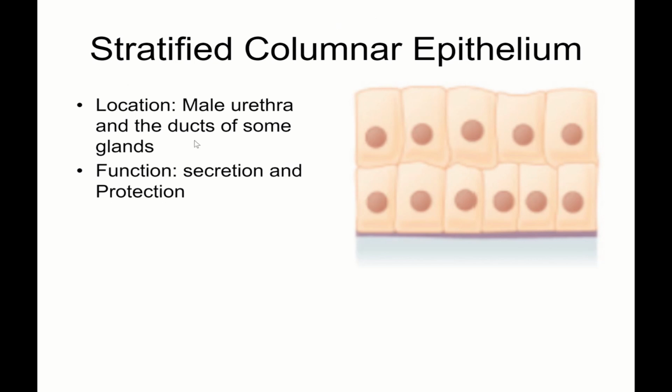Now we have stratified columnar. You can see we're going to have that deep cell volume there, but we're also going to have it in multiple layers. This is really found along the male urethra and some ducts of some glands, and it is there to provide enough volume to make a lot of secretion, and it also is very protective because of that amount of volume there.